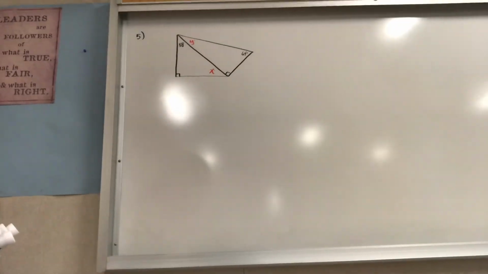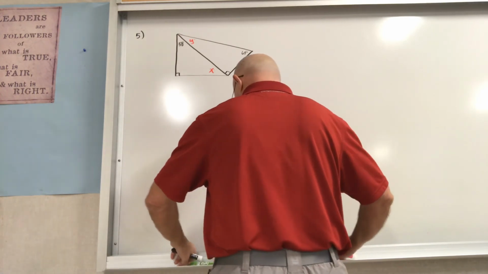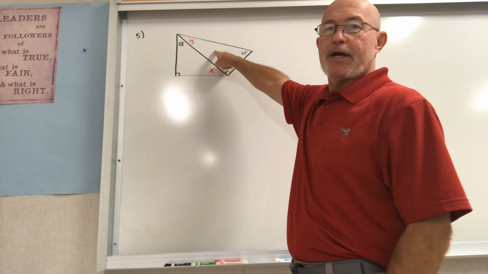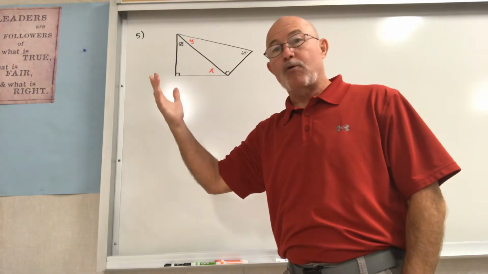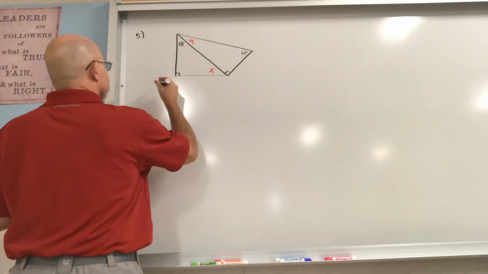Okay, last one. Now, this one's going to seem much easier to you. And this one we're going to be dealing with this type of problem quite a bit. I've got a triangle, I've got a triangle. Doesn't matter where you start. 90, 58, that's it.